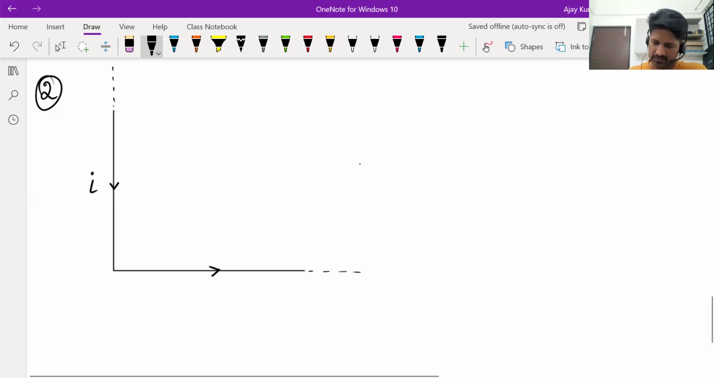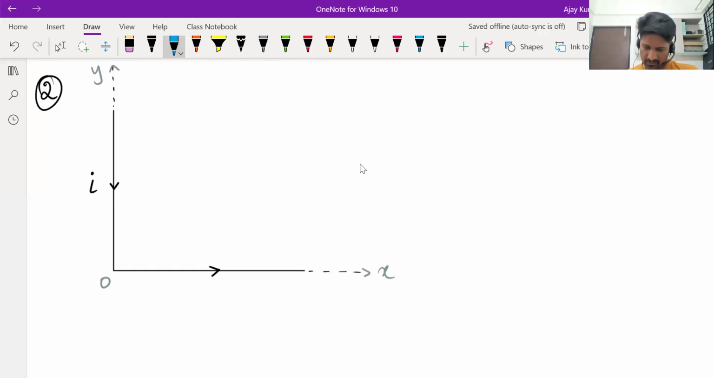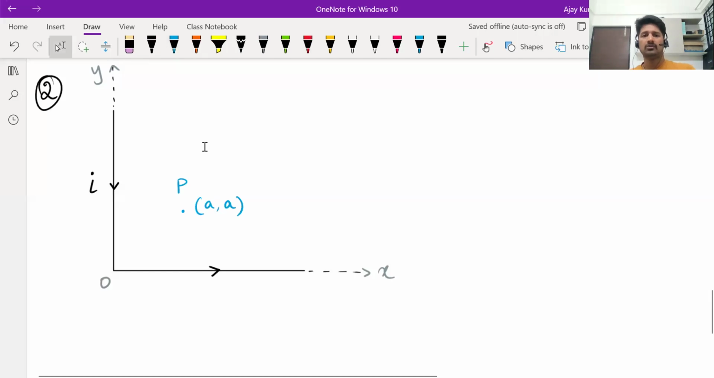Let's assume this is the x-axis and this is the y-axis. Let's take this as the origin. So you know how the wire is arranged, and you have to find out the magnetic field at this point P. No need of taking numerical values. Let's say the coordinates are a comma a. Do this, all of you. Derive the net magnetic field at that point P.